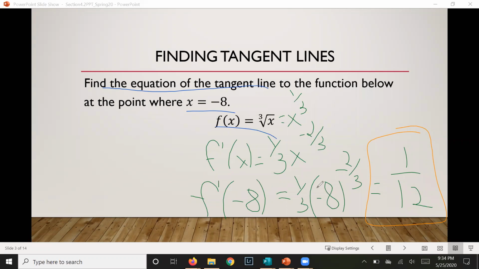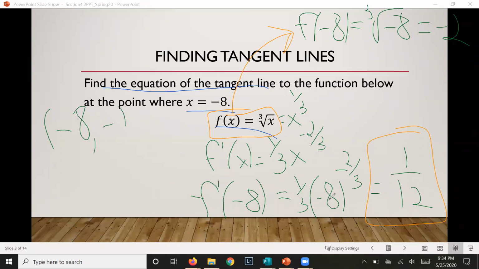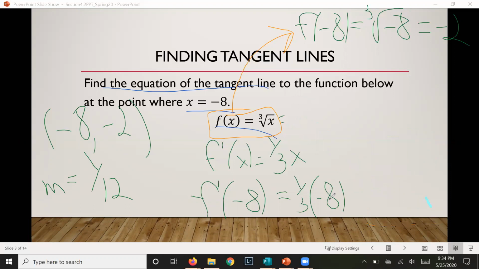All right, so we also need a point on the function. So that means we need to take our function here and plug -8 into that. So we'll do f of -8 goes cubed root of -8, which is going to give us -2. So now we have a point, -8, -2. We have a slope, which is 1/12. And now we can use that information to find the equation of our tangent line.